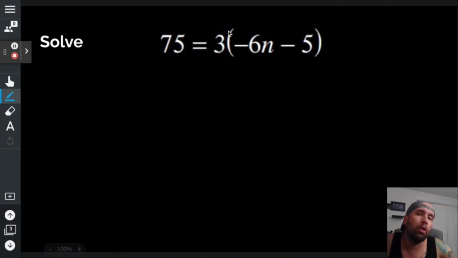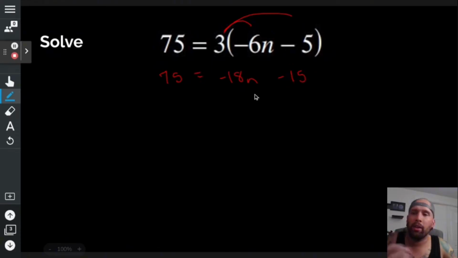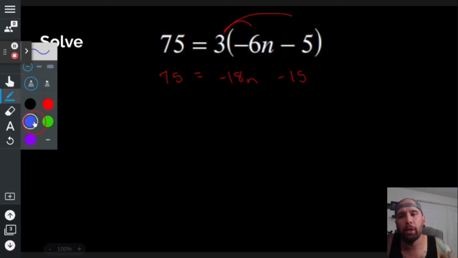First thing you want to do is distributive property. So multiply 3 to both things right there. 75 doesn't change, so let's just drop it down. 3 times -6 is -18. n comes along for the ride. 3 times -5 is -15. There's that 2-step that I was talking about earlier.